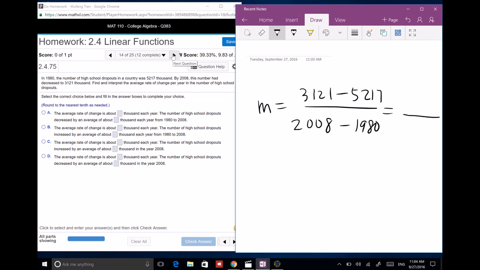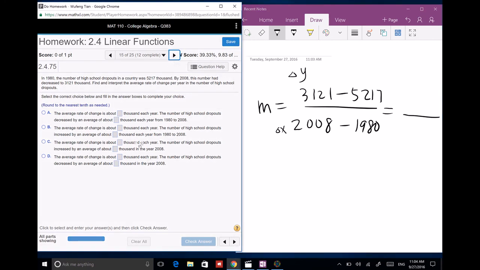Change of the dropouts, change of the year. So it's delta y over delta x. Okay, so this is a slope. Find that and put it in. Okay, and it's a pretty simple one.